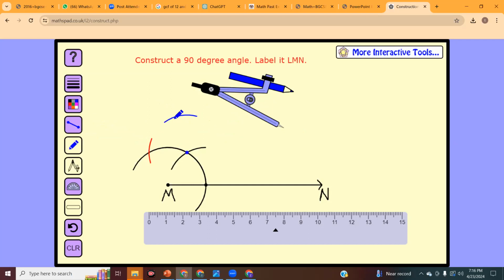We have to put the compass point on the red arc, which intersecting the black big arc, and then we have to draw a next arc intersecting the blue arc to form the line, the 90-degree line.